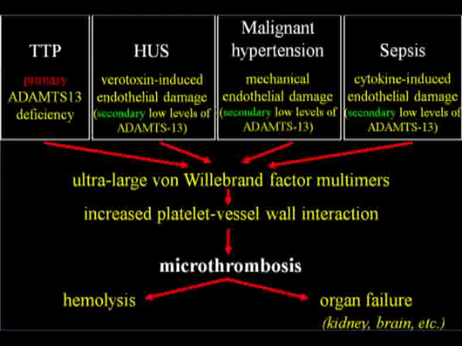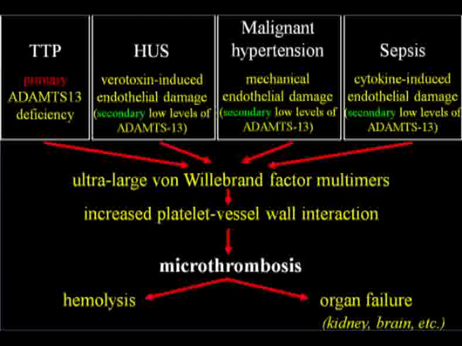The classical form of thrombotic microangiopathy is that you have a deficiency of ADAMTS13. So there is no cleavage of the ultra-large von Willebrand factor multimers, and there is much more platelet-vessel wall interaction. But this is a rare disease. It's often an autoimmune disease in which there is an autoantibody against your own ADAMTS13. But also more or less classical forms of thrombotic microangiopathy may occur.